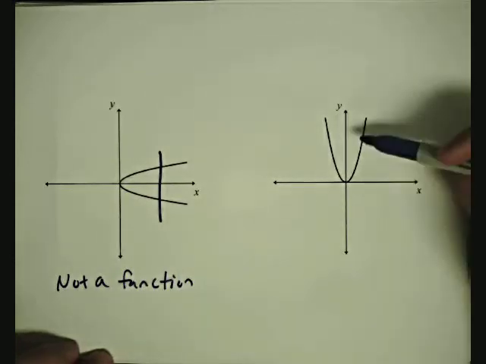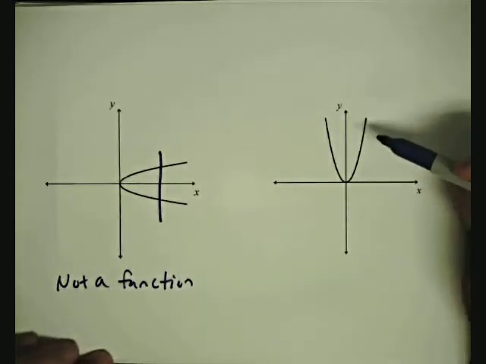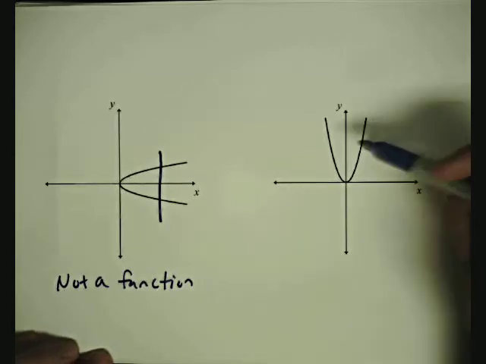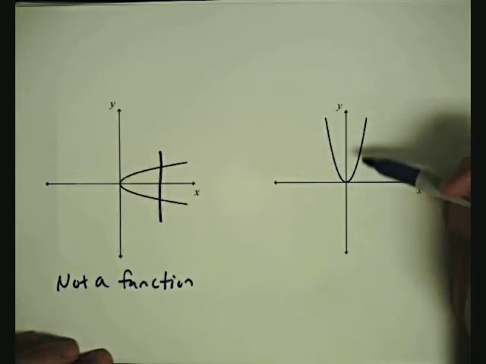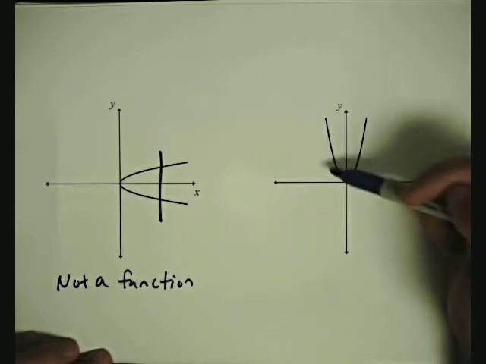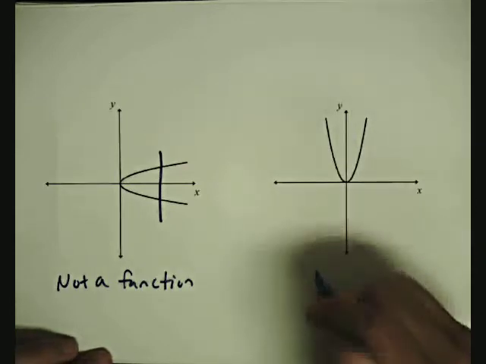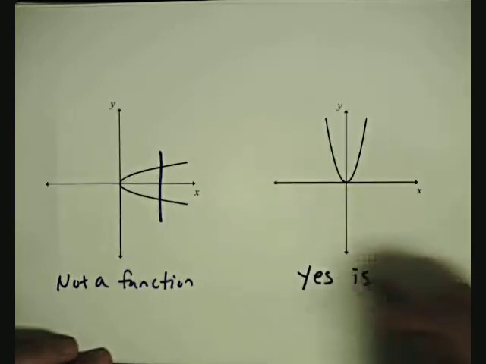Example 4b, this graph. Again, to use the vertical line test, we want to see if there's anywhere on the graph that you can draw a vertical line and hit the graph more than once. Anywhere that you try, you'll only be able to hit this graph once. So we would conclude that yes, this is a function.